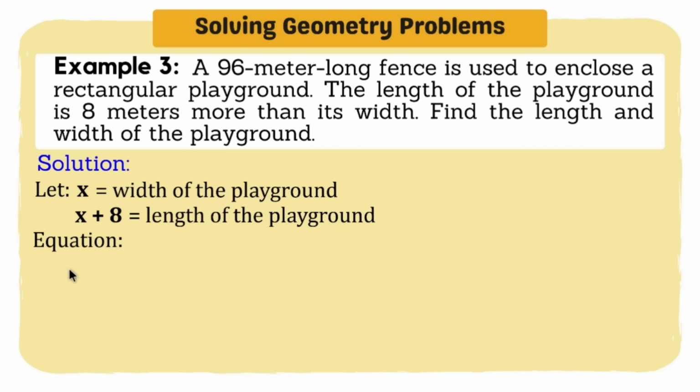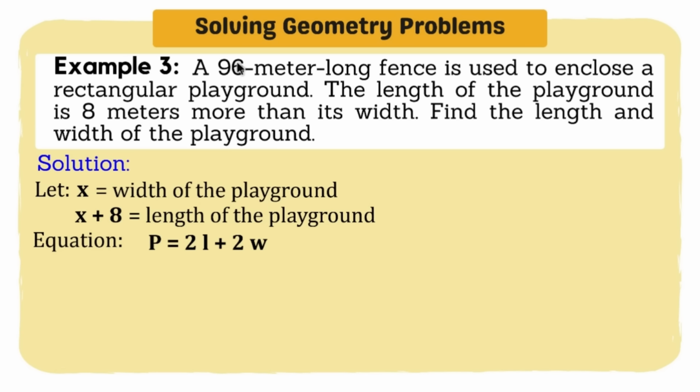Now, next step will be the equation. Okay, balikan natin yung first sentence. Sabi dito, a 96-meter long fence is used to enclose a rectangular playground. Pag sinabi nating enclosed, ano po ang ibig sabihin niyan? Ibig sabihin niyan is lahat ng sides ng ating rectangle ay sakop niya. Okay, so anong concept sa geometry ang pinag-usapan dito? Is it the area or the perimeter? Okay, correct. It is the perimeter. Now, ano po ang formula ng perimeter? It's P is equal to 2L, which is the length, plus 2W, which is the width. Okay, so ito na po yung gagamitin nating equation.